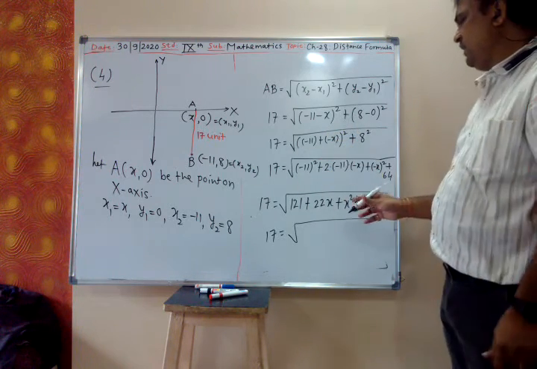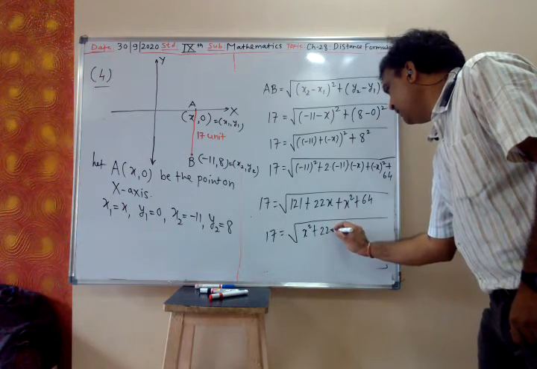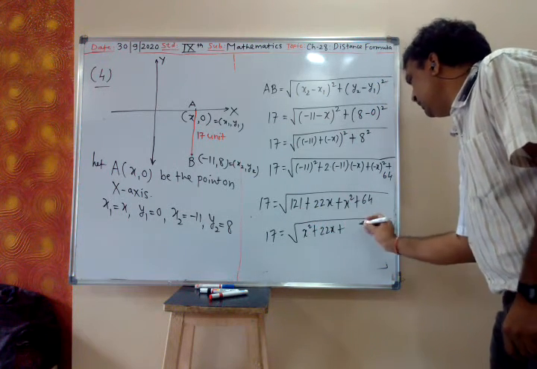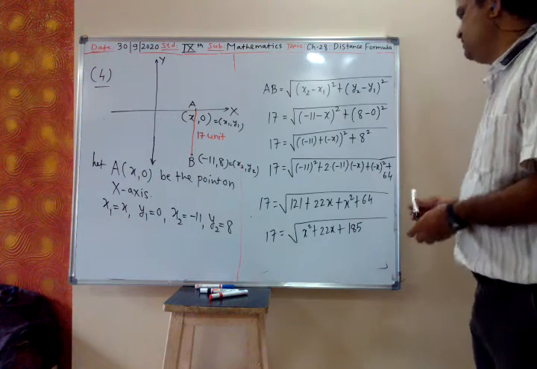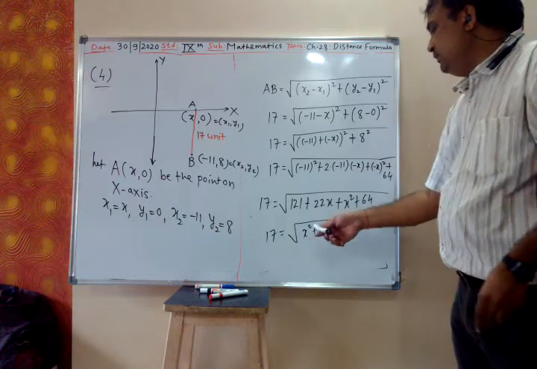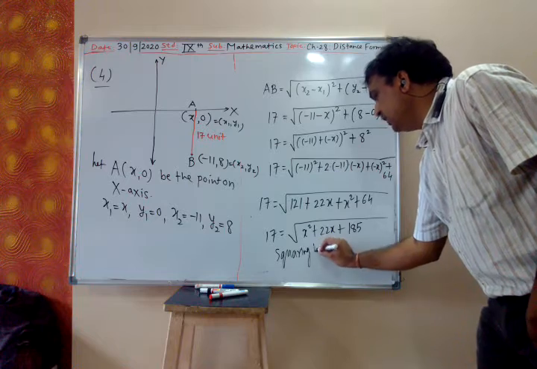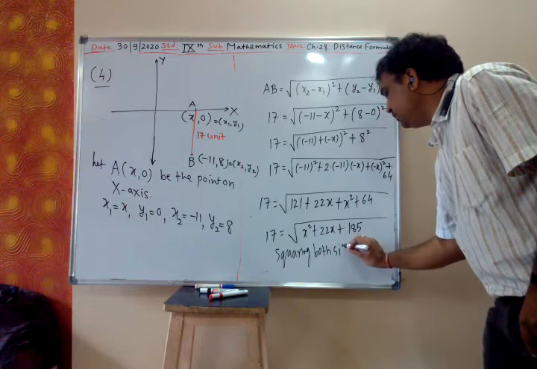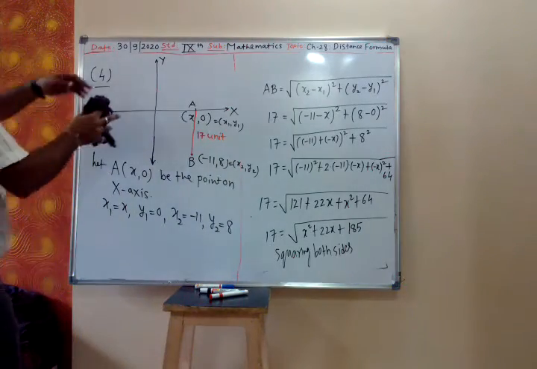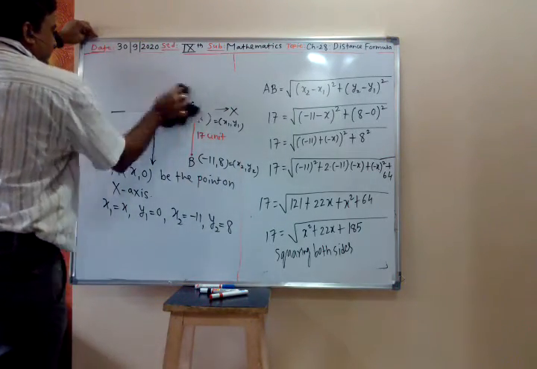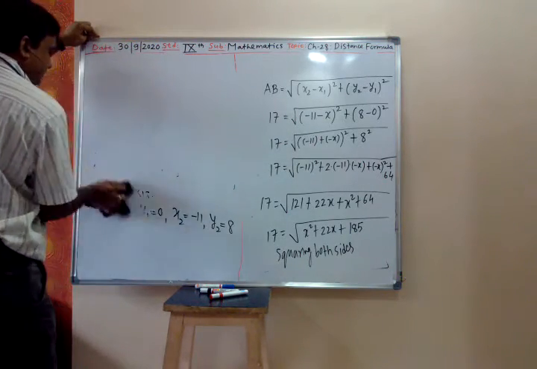Yes, you can take 121 plus 64. This is x square plus 22x plus 64 plus 121, which is 185. So now to remove this square root sign, I have to square both the sides. Squaring both sides, this square root sign will vanish.